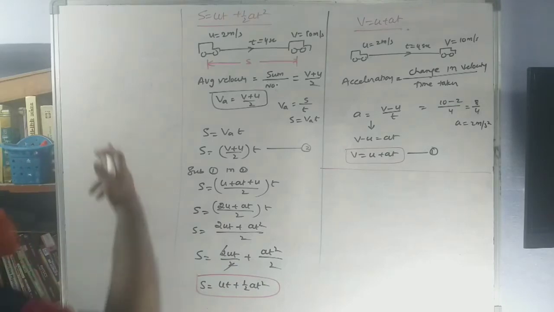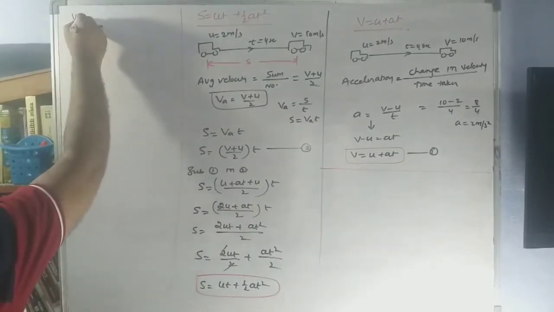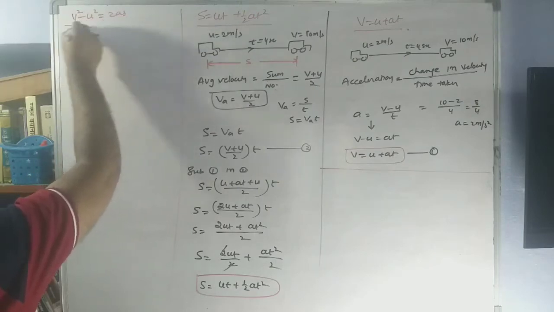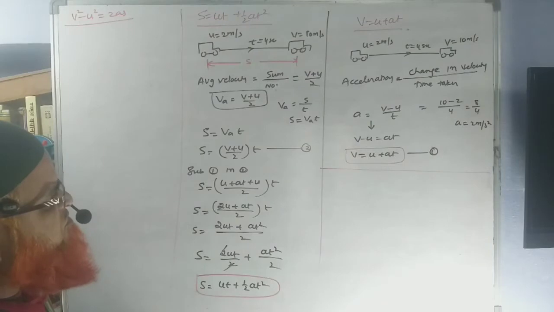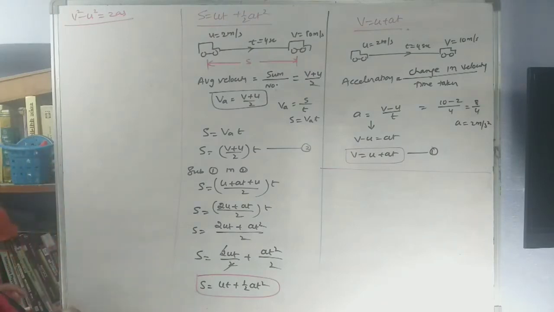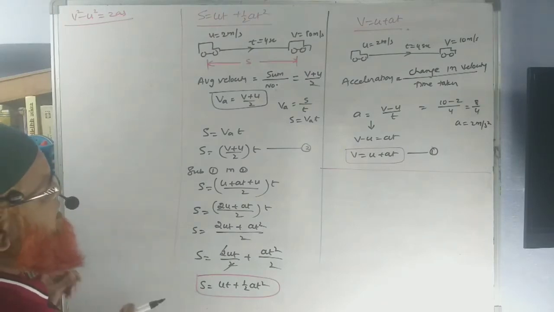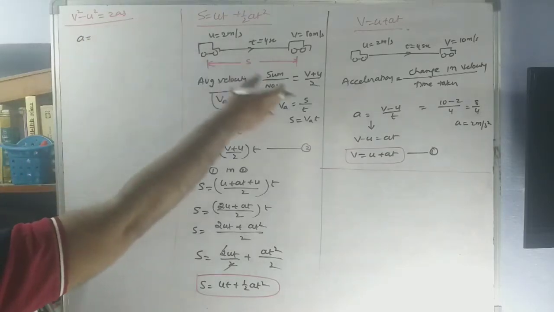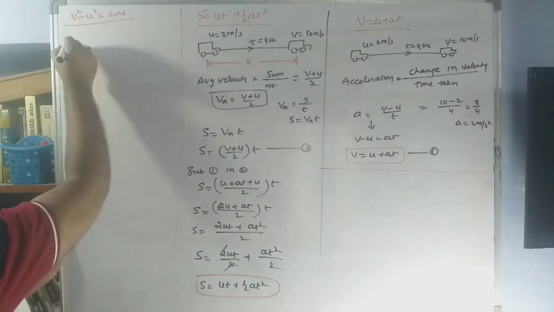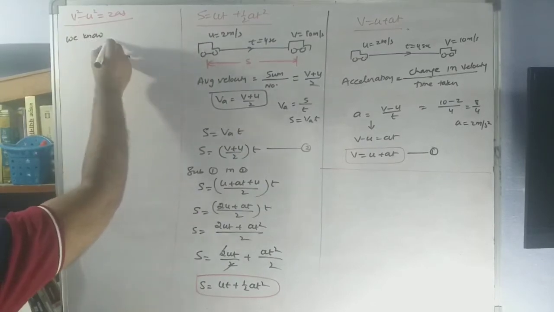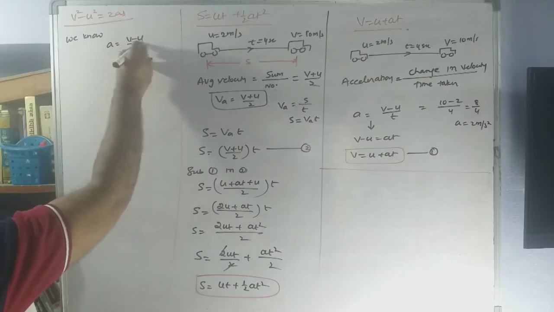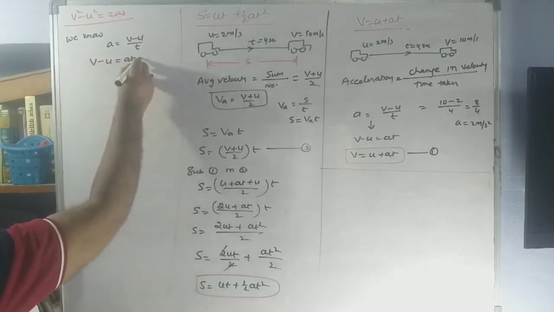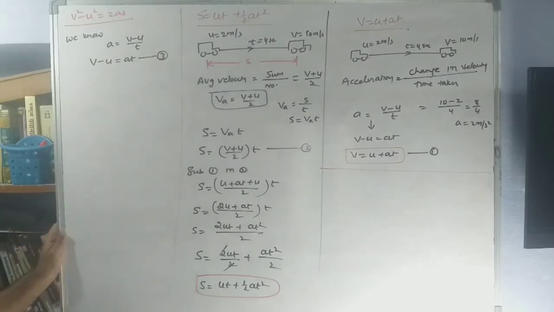Now let us discuss the third equation of motion, that is v square minus u square is equal to 2as. How are you going to get this third equation of motion? For that, what we need to do? Let us take one equation, that is acceleration. We know that, because already we have written here, acceleration is equal to v minus u by t. Then you can write v minus u is equal to at. Let us consider this is equation number 3.